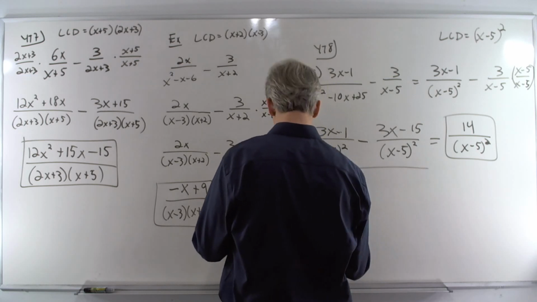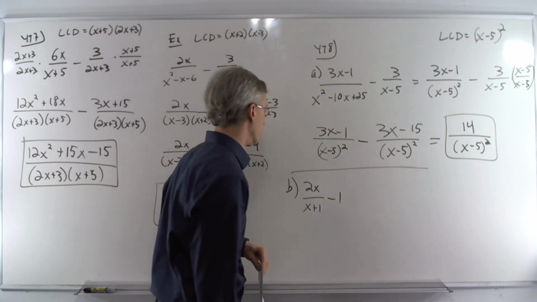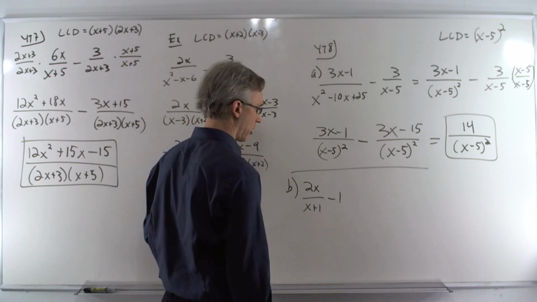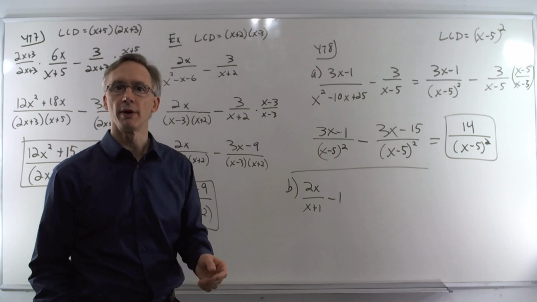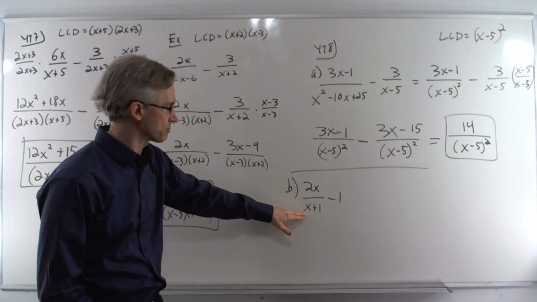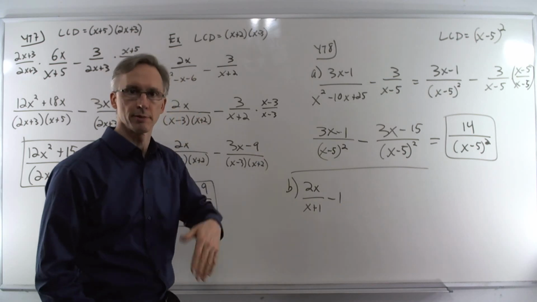All right, part B, 2x over x plus 1 minus 1. All right, this one's a little different. Sometimes that 1 can be a little jarring. We haven't seen a problem like that. But just remember that 1 can be written as anything over itself. So if we want a common denominator of x plus 1, we're going to rewrite that 1 as x plus 1 over x plus 1.